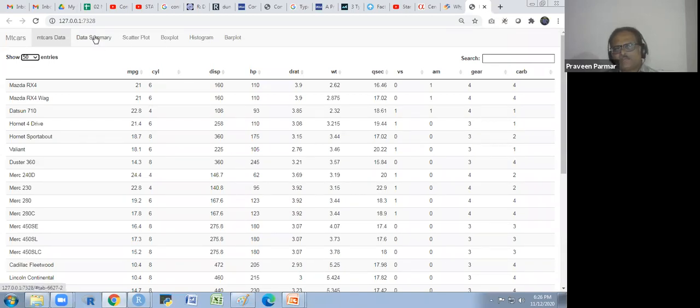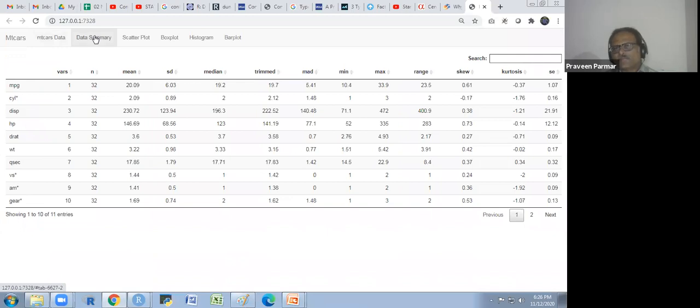Now I will show you the data summary. I have used the describe function here in the backend. You know the describe function. It gives us the summary, a 12-point summary. This is the variable number 1, 2, 3, 4. This is the number of observations. Then the mean of the mileage, SD of the mileage, median, trimmed, mad. In this way, it gives us all the standard error, everything.